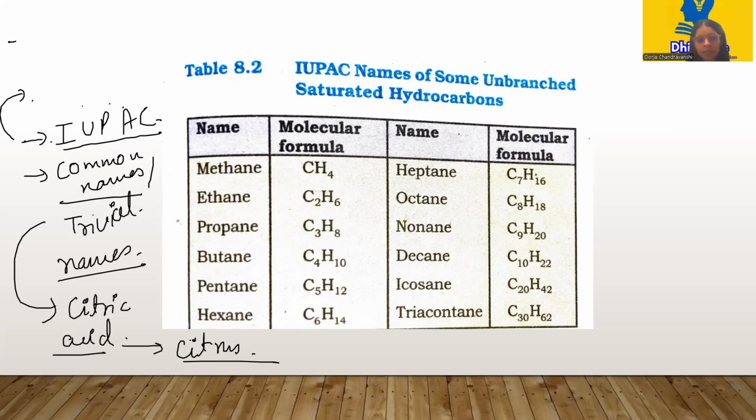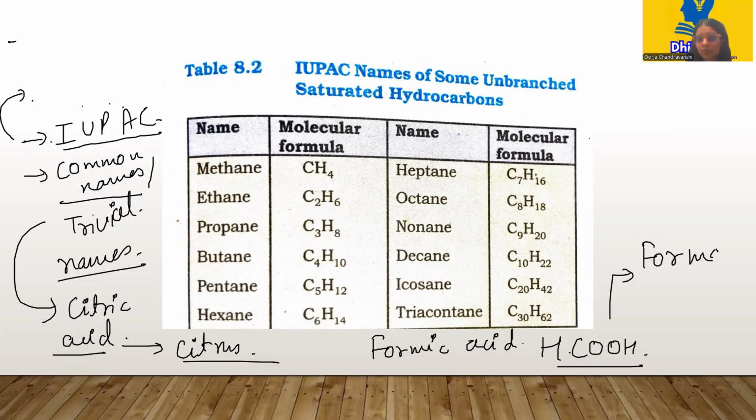For example, we also have formic acid. Formic acid, if you know, is HCOOH. Now, this is found in formica. What is formica? This is Latin for red ant. Okay. So these are some common names that one may have to learn and it would be beneficial if you learn it.